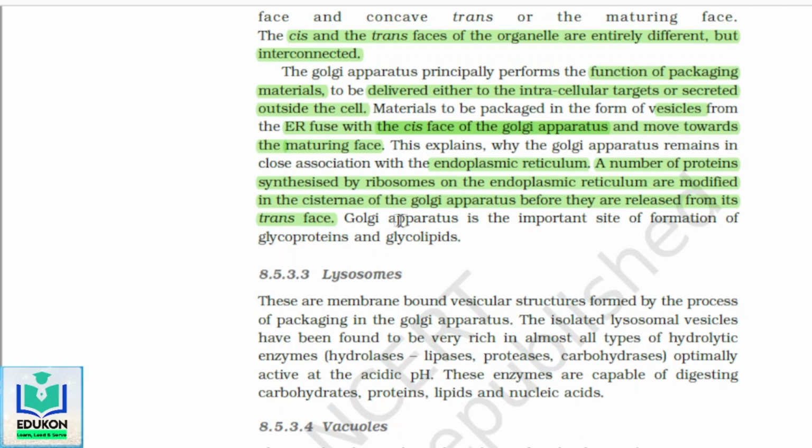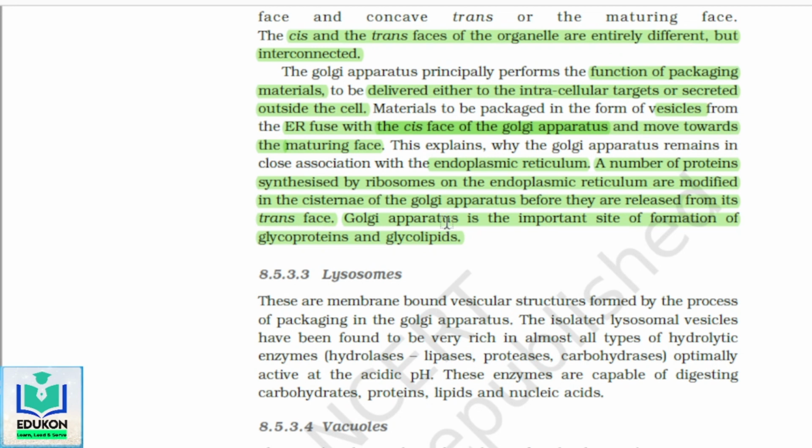As we see, a lot of cisternae are parallelly stacked together. So the material which has to be packed, the proteins, move from one cisterna to another cisterna before they are released from the trans phase. Okay, here, what happened in this process? The proteins are modified in the cisternae. Remember this, proteins are modified in the cisternae. Golgi apparatus is the important site for the formation of glycoproteins and glycolipids.